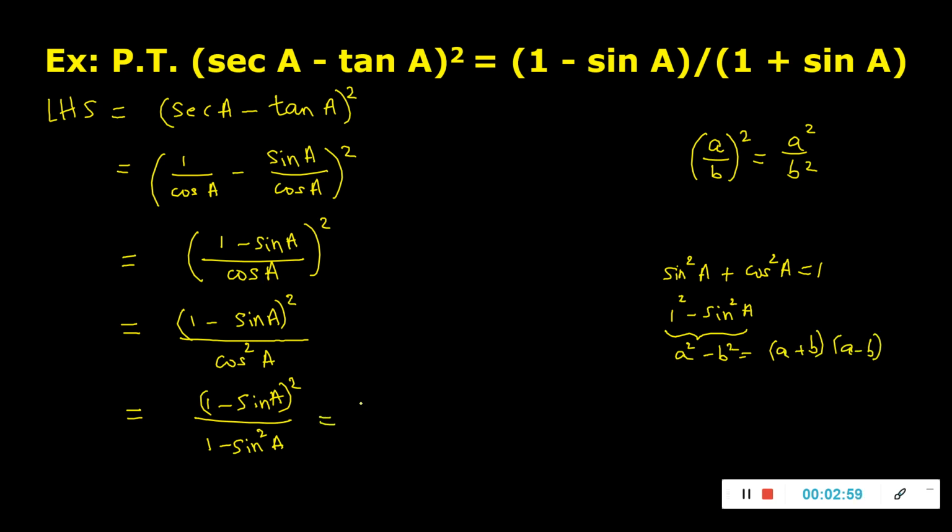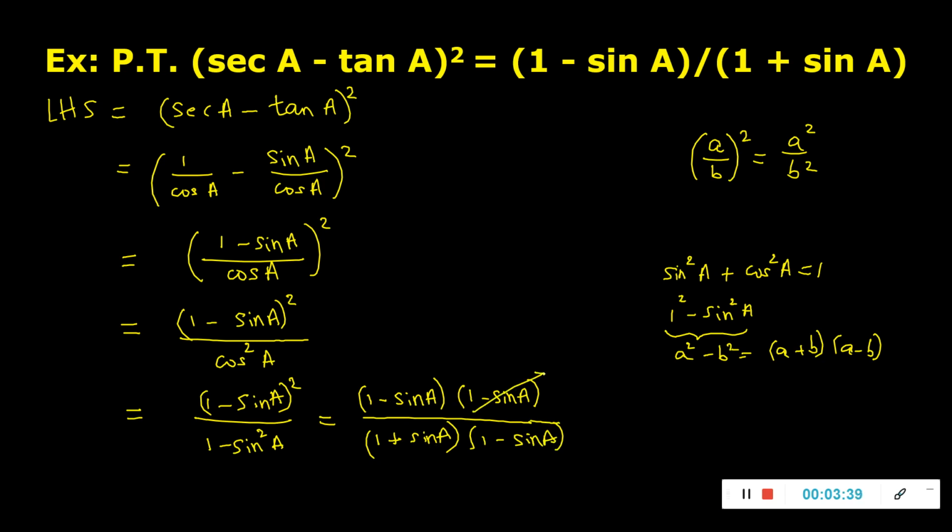So I'm going to rewrite this now. So (1 minus sine A) whole square is there. So can I write this as (1 minus sine A) into (1 minus sine A)? Yes. Then in the denominator, I'm going to write it as (a plus b) into (a minus b). The value of a is 1, and then the b term is sine A itself, into (a minus b), that is 1 minus sine A. So if you observe these terms very carefully, we have (1 minus sine A)(1 minus sine A) divided by (1 plus sine A) into (1 minus sine A).